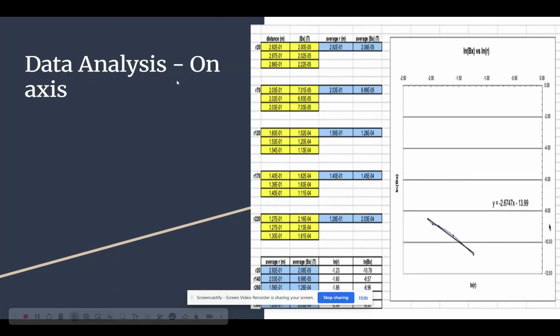So, our data analysis for on axis: we had to input our data into the spreadsheet. Over here are our distances given, and over here are the averages. You can see that this chart plotted the averages using a line of best fit, which is given right here. And this is what was actually used for the values that I provided earlier. Again, these just calculated the average distances and the average magnetic fields, linearized them, and then made a line of best fit for field versus distance.